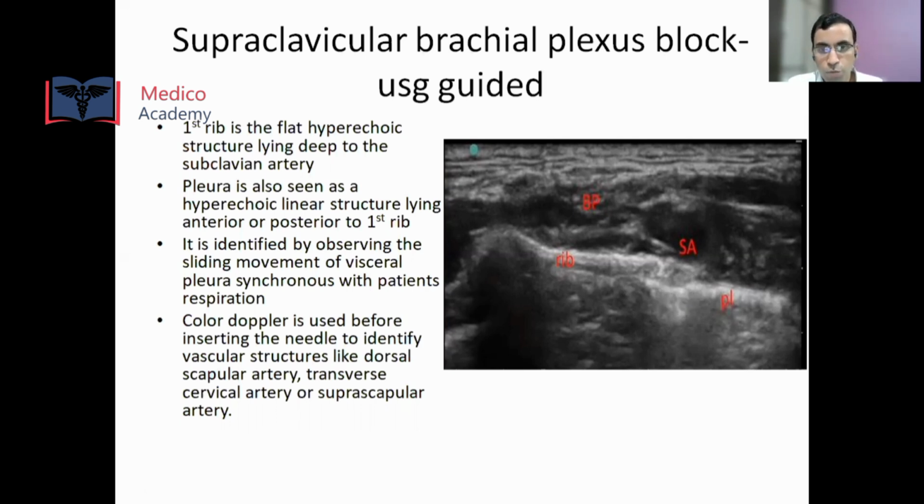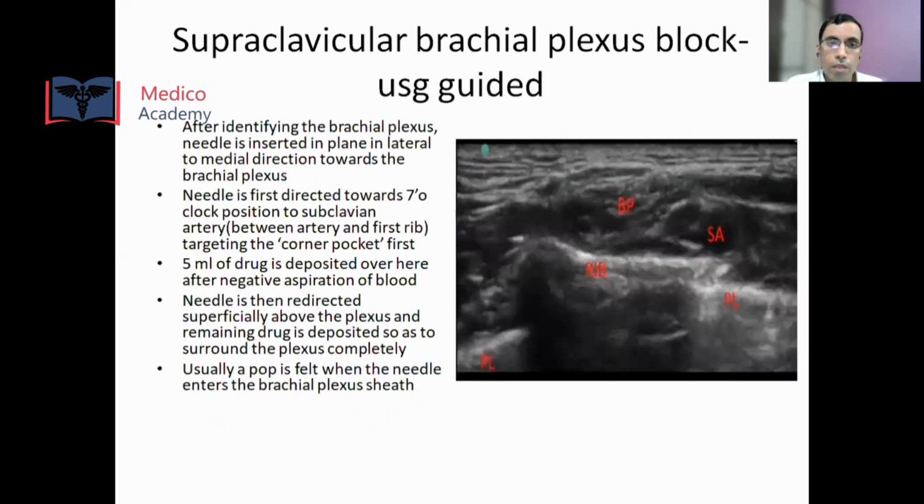Color Doppler is used before inserting the needle because vascular structures like the dorsal scapular artery, the transverse cervical artery, or the suprascapular artery can be lying in this region. After identifying the brachial plexus, the needle is inserted in plane from lateral to medial direction towards the brachial plexus.